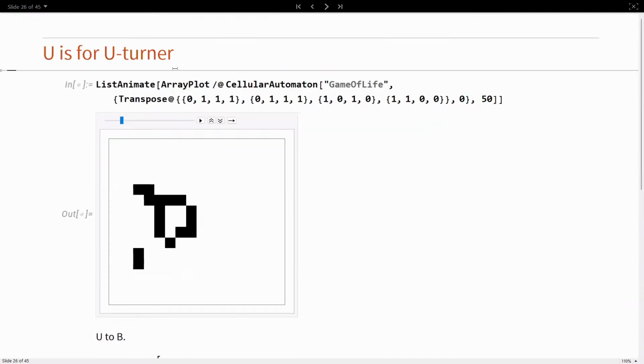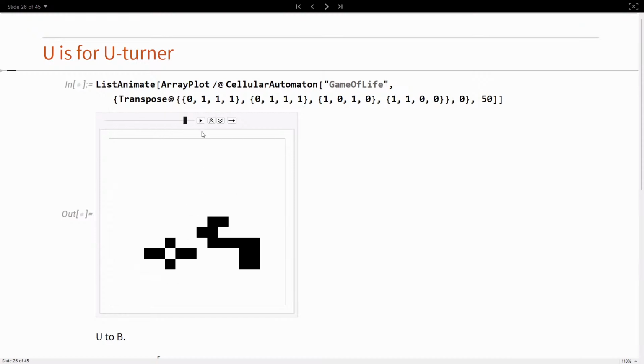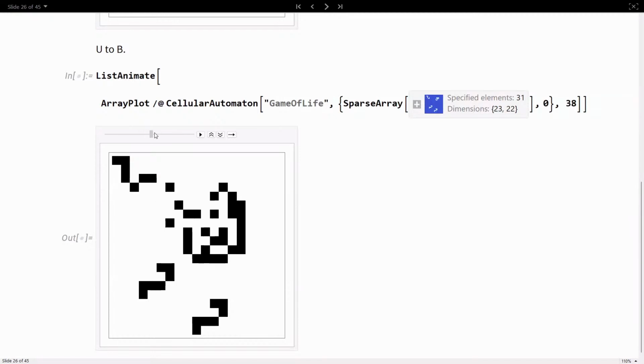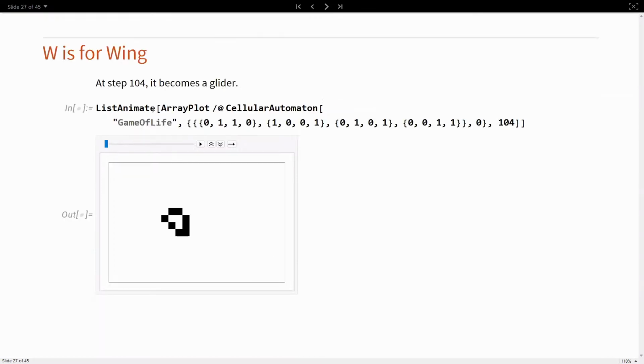And the last of the objects in the alphabet, or actually no, the second last is U-turner, this shape here, which evolves. And here's a U to a B. After some number of steps, we get the B heptamino. And the last is the wing, which evolves.